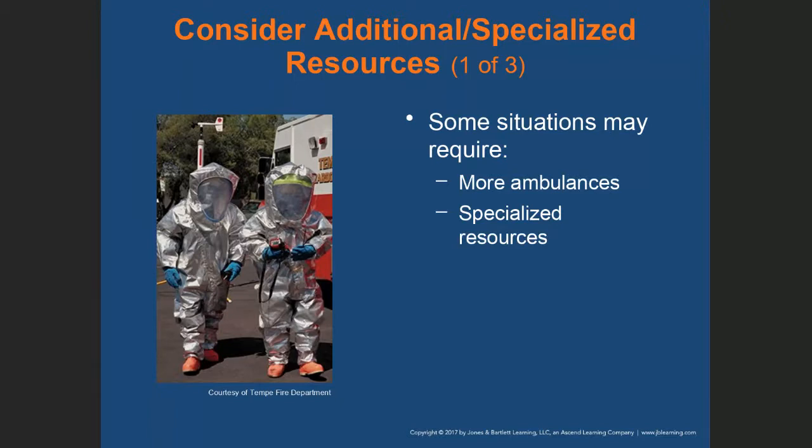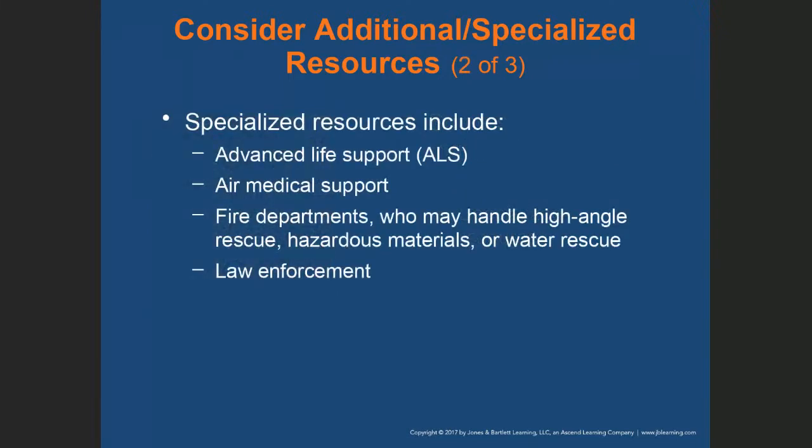Additional resources can be hazmat, it can be a specialized rescue team, it can be an ALS unit, a critical transport, or medevac. So you have numerous options based on what is required. Some situations may require more ambulances or specialized resources. Specialized resources include advanced life support, air medical support, the fire department, who may handle high angle rescue, hazardous materials, or water rescue. And of course, you have law enforcement.